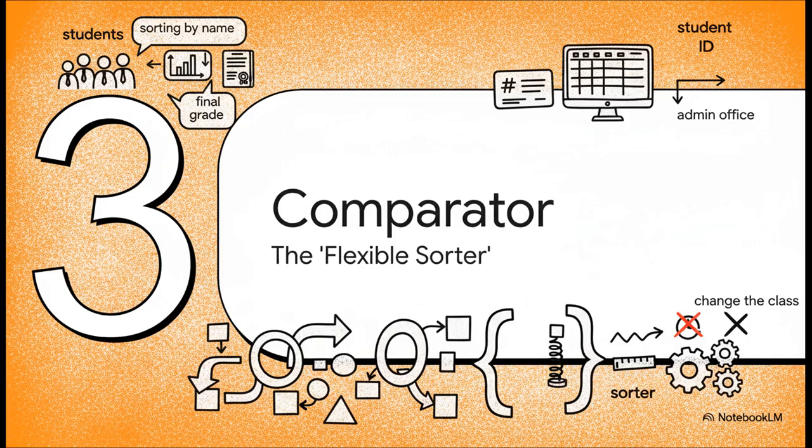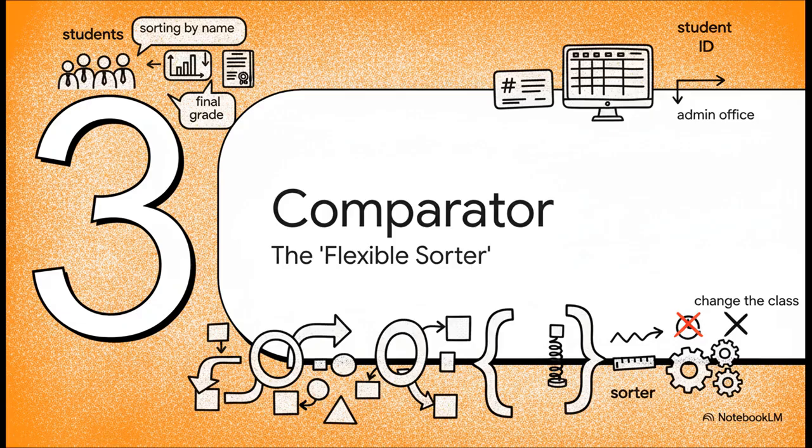But what happens when that one natural order just isn't enough? Sorting by name is great, but what if the teacher needs a list sorted by the final grade? Or what if the front office needs a list sorted by student ID? We can't just keep changing the Student class every single time. We need something way more flexible.